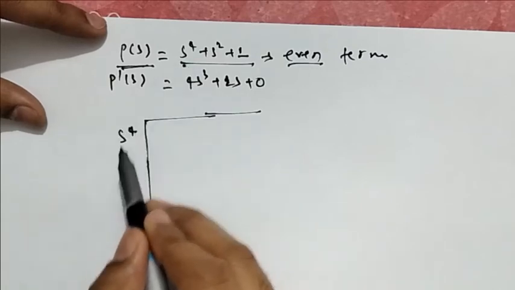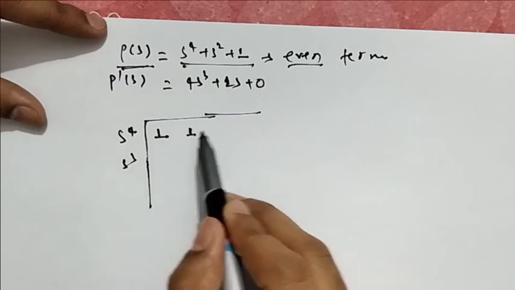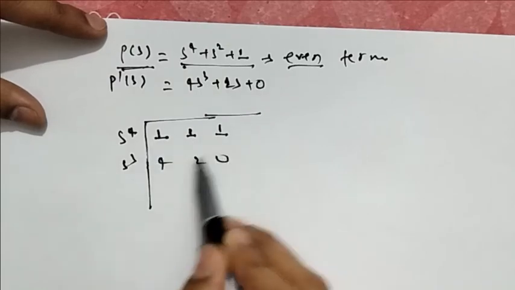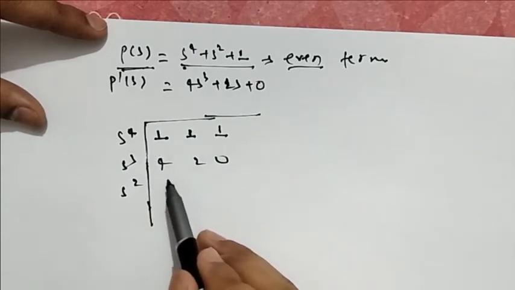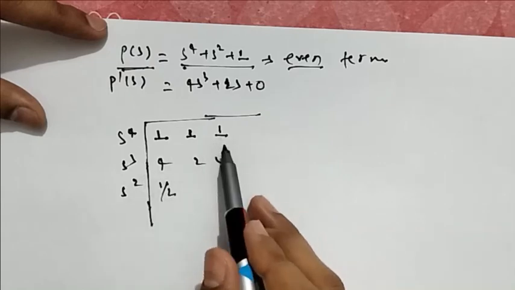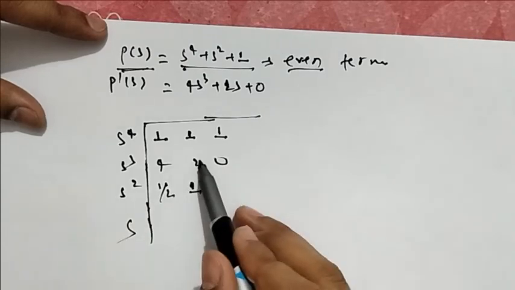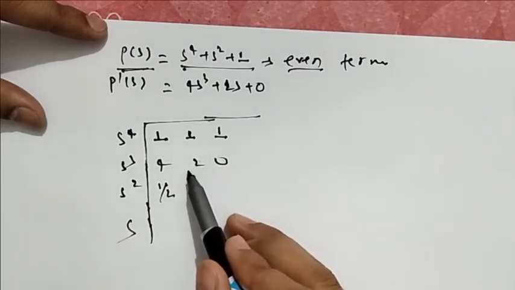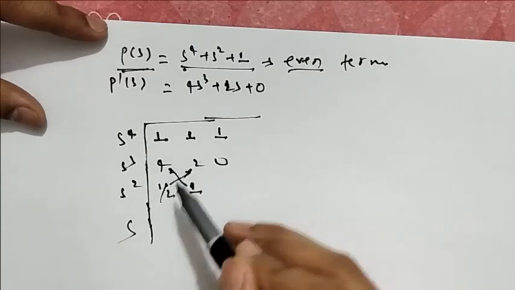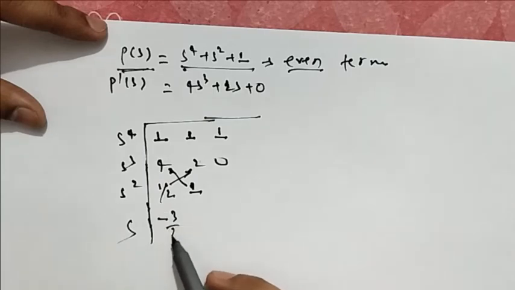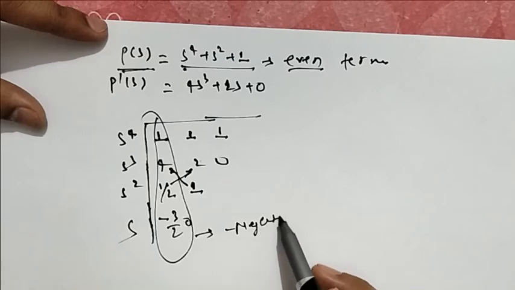This is your s to the power 4 term and this is your s to the power 3 term, and the remaining, this is 1, 1 and 1, this is 4, 2, 0. What will be the s square term? 4 minus 2, by 4, this is going to give me half, and 4 by 1 is 0, this will be giving me 1. And what will be the s term? Half into 1, half into 2 gives me 1 minus 4. I multiply this, subtract with this one, by division this one, it is going to give me minus 3 by 2.